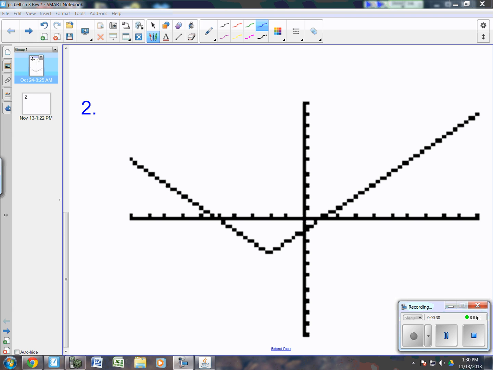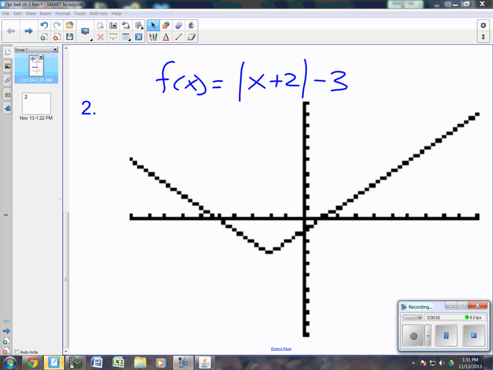Okay, so since this one shifted, first of all, it's an absolute value function. Shifted to the left 2, is that right? So we went x plus 2 inside the parentheses. That's a shift left of 2. And then it went down 3, so minus 3. Good. Looks like every table had it. Good job. Okay, next one.